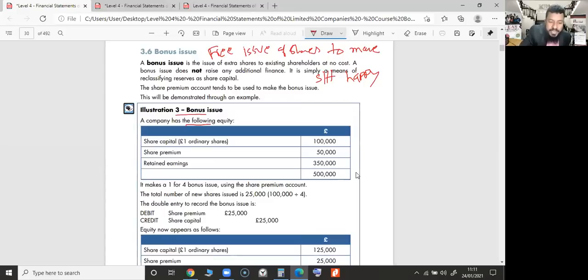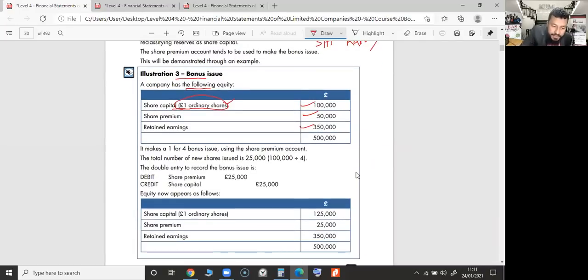Illustration number 3, company has the following equity. Share capital, 1 ordinary share. That's the face value or nominal value. 100,000 share premium given, retained earnings given. Look at this line. It makes a 1-for-4 bonus issue. That means for every 4 shares held in the business, you and me, or the shareholder, is going to get 1 extra share, 1 bonus share. For every 4 shares, you're going to get 1 bonus share, okay?